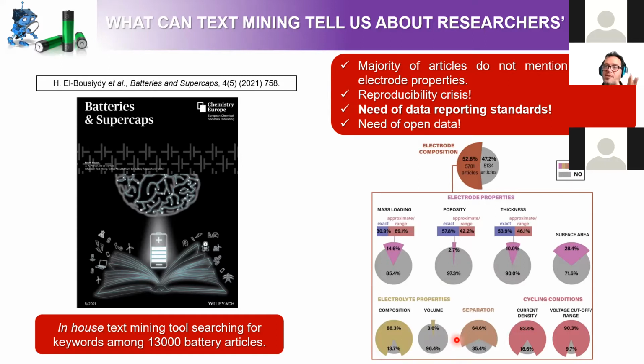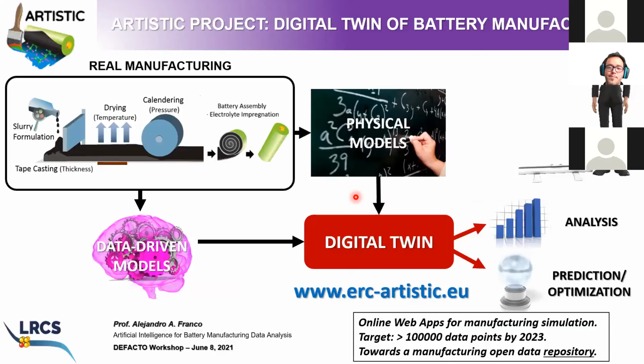So this actually highlights the need for data reporting standards, right? And once people start to publish things in a standardized way, then we can imagine using machine learning models that can extract this information and then doing useful things with it, like discovering correlations between parameters or optimizing electrode properties or manufacturing processes and so on and so forth.